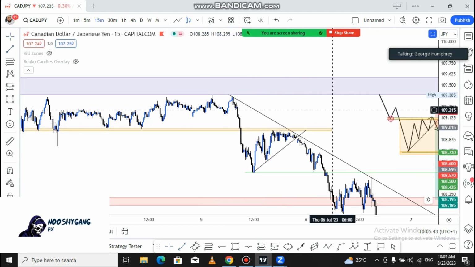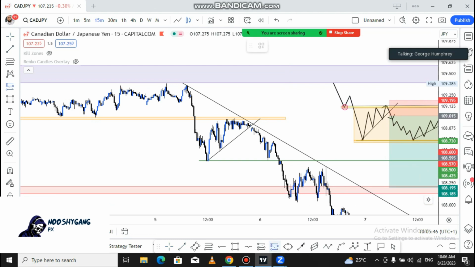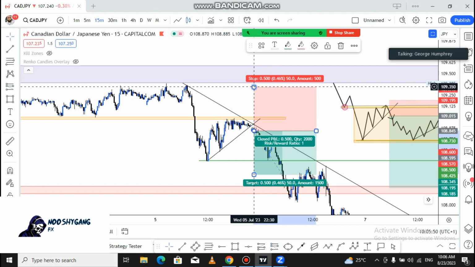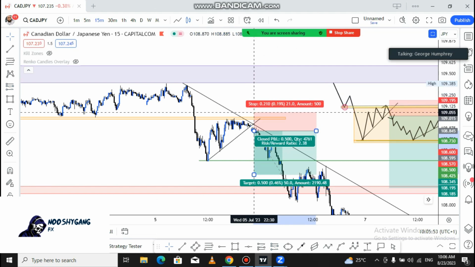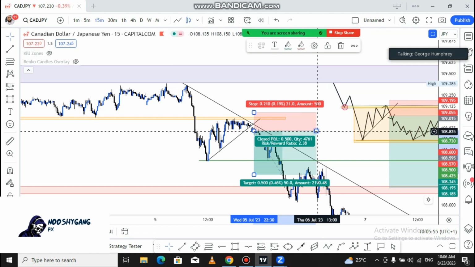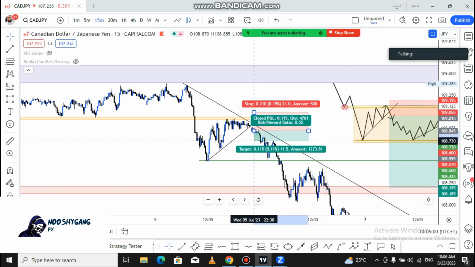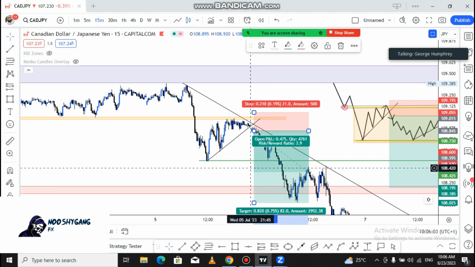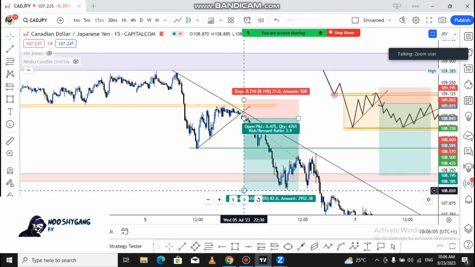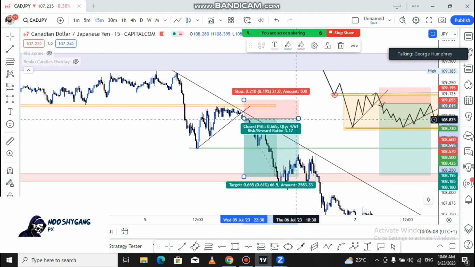Once you see the break, this is just for example purposes, your stop loss should be above this area, and we are targeting this zone over here. Can you see? We are targeting this zone.